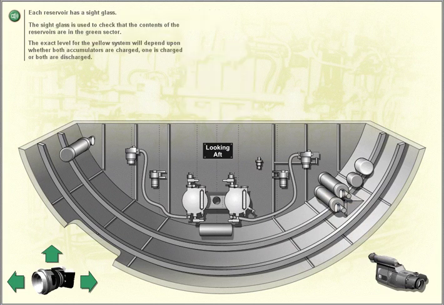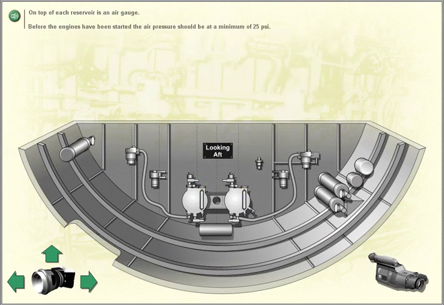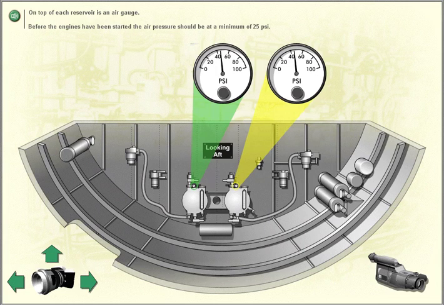Each reservoir has a sight glass. The sight glass is used to check that the contents of the reservoirs are in the green sector. The exact level for the yellow system will depend upon whether both accumulators are charged, one is charged, or both are discharged. On top of each reservoir is an air gauge. Before the engines have been started, the air pressure should be at a minimum of 25 psi.